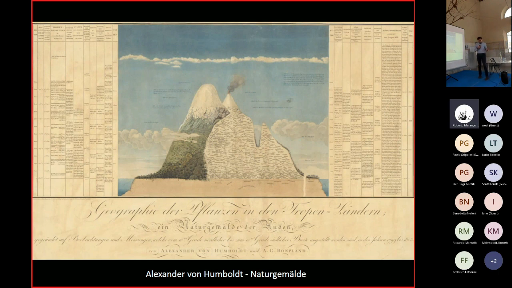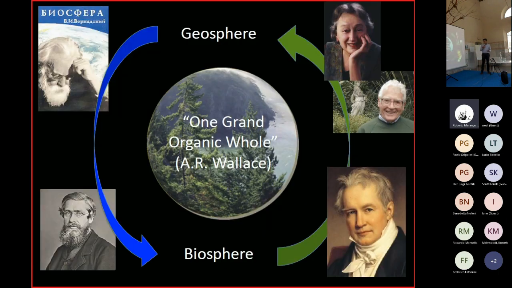And then from there, all the study of the interactions, for example, between climate and living beings or environment and biosphere started. So there are various people who address this problem. Humboldt is this one, lower right. But for example, Alfred Wallace, who is a co-developer of the evolutionary theory with Darwin, defined Earth as one grand organic whole, which is pretty interesting. The pensive person up there is Vladimir Vernadsky, who was the inventor of biogeochemistry, basically.